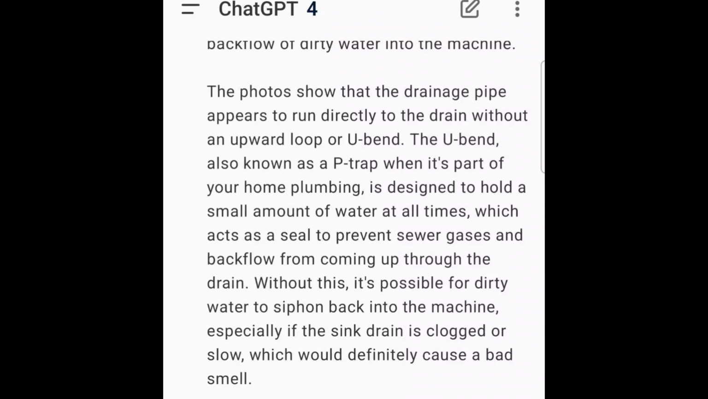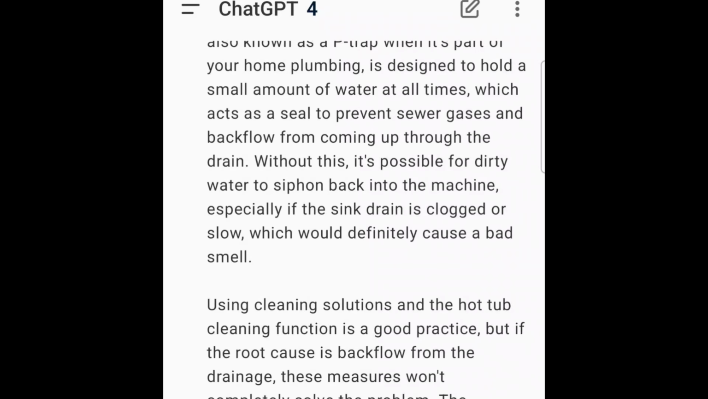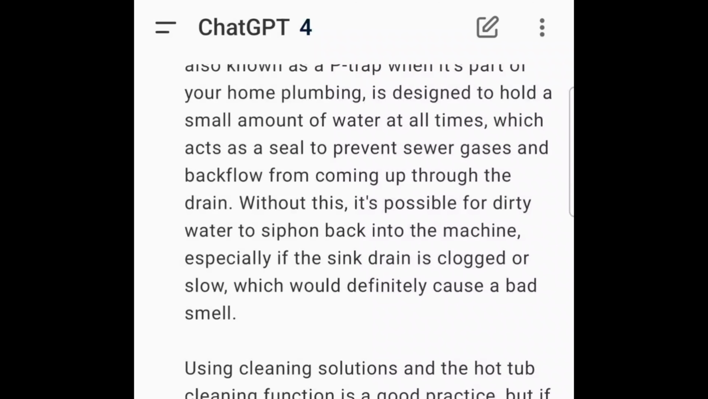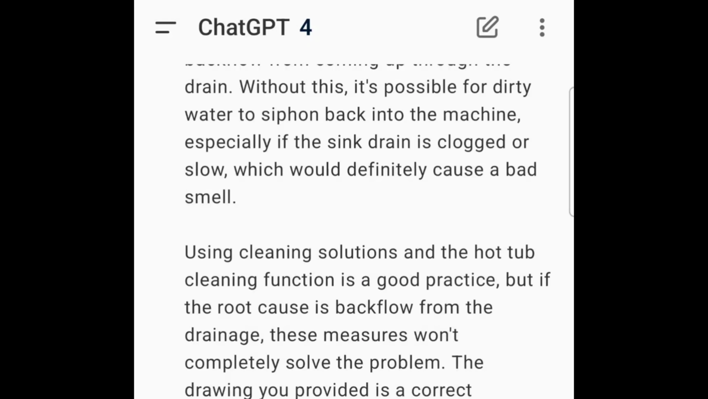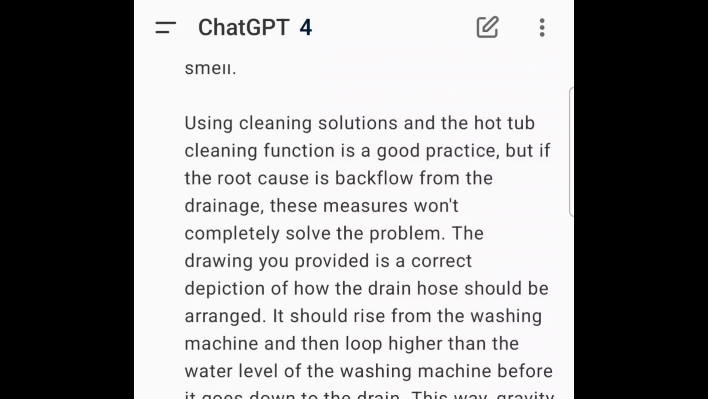Plumbers would know. When it's part of your home plumbing, it is designed to hold a small amount of water at all times, which acts as a seal to prevent sewer gases and backflow from coming up through the drainage. Without this, it's possible for dirty water to siphon back into the machine, especially if the sink drain is clogged or slow, which would definitely cause a bad smell. Using cleaning solutions in the hot tub cleaning function is a good practice, but if the root cause is backflow from the drainage, these measures won't completely solve the problem.